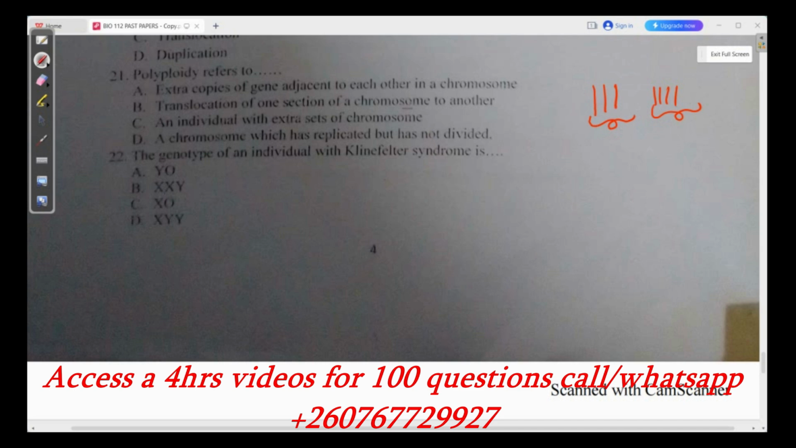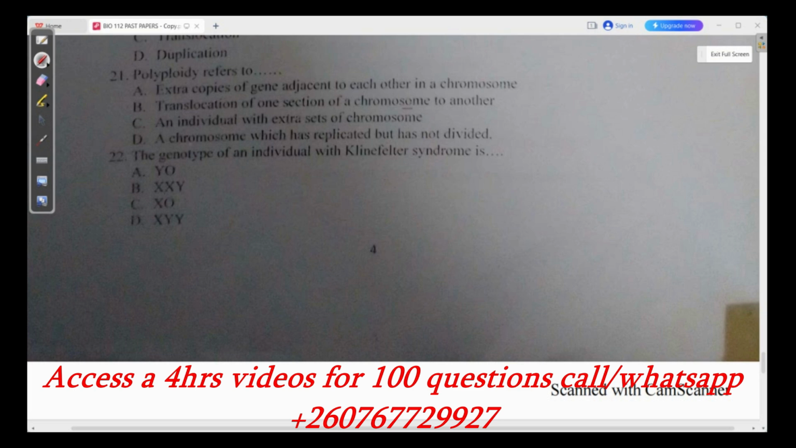In each set of chromosomes, those 23, instead of just being 2, 2, there will be, let's say, maybe 3, 3, 3, 3. All the 23 are going to be in groups of 3 instead of 2. That mutation is what is known as a polyploid. So it's saying polyploid refers to extra copies of gene adjacent to each other in a chromosome. B is saying translocation of one section of a chromosome to another. C is saying an individual with extra sets of chromosome. D is saying a chromosome which has replicated but has not divided.